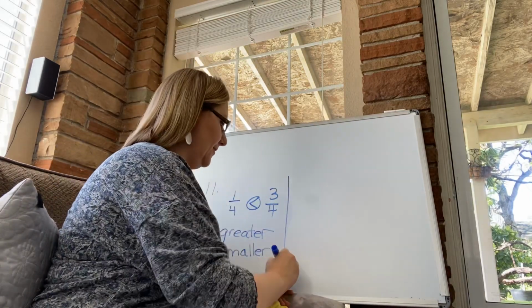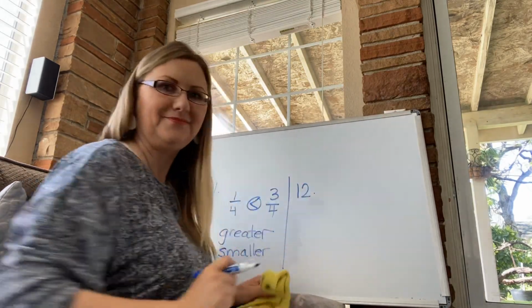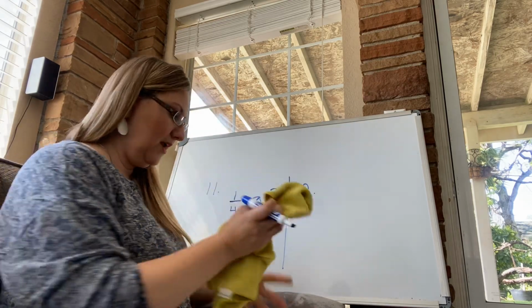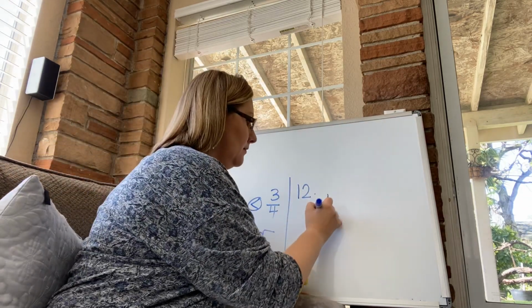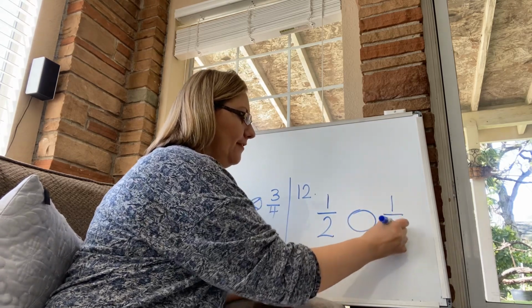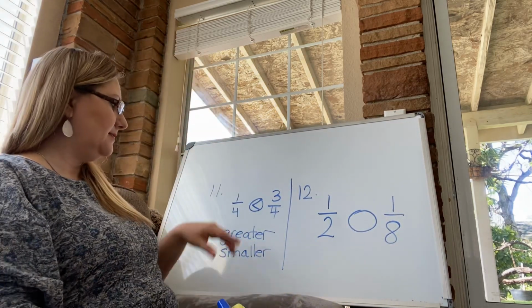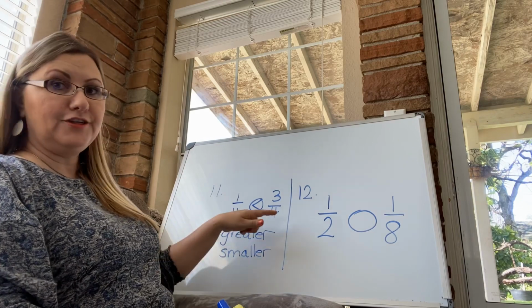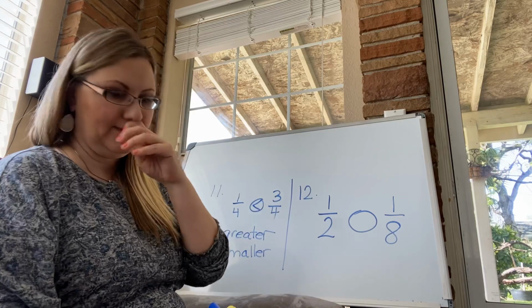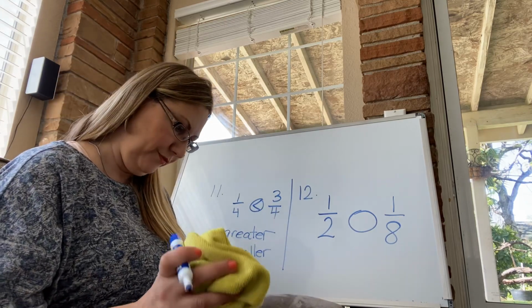Actually, I'll just do it right here. Number 12, compare 1/2 and 1/8. Okay, now it's different. Instead of the denominators being the same, like the 4s, now we have the numerators are the same. So let's find out a rule for that.